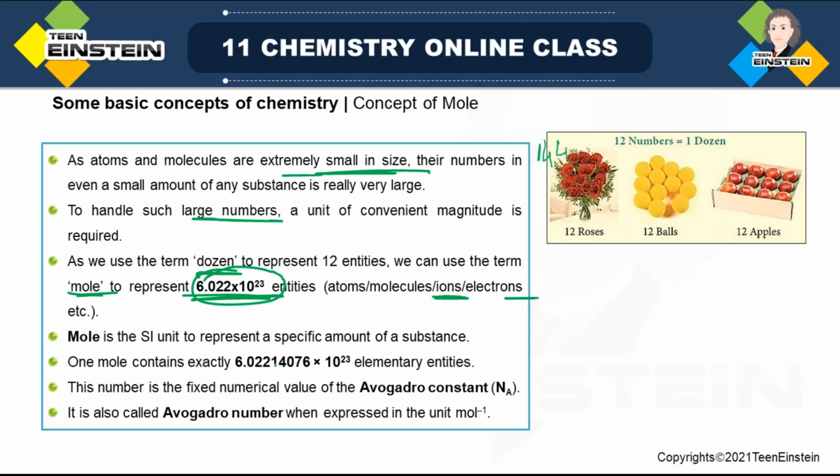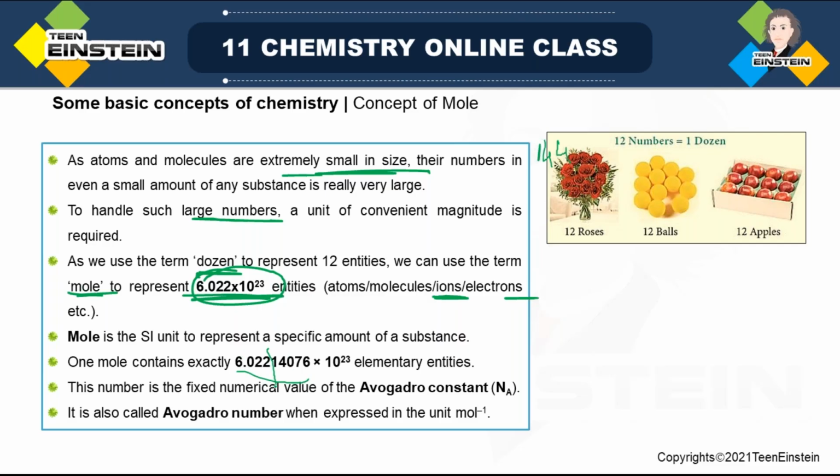Mole is the SI unit to represent a specific amount. Just as we represent anything in number 12 with dozen, 1 mole contains exactly this number. Here also the number is given, but it is only up to 3 decimal places. But if you really want to know in detail, this is the value. But remembering up to this is enough.